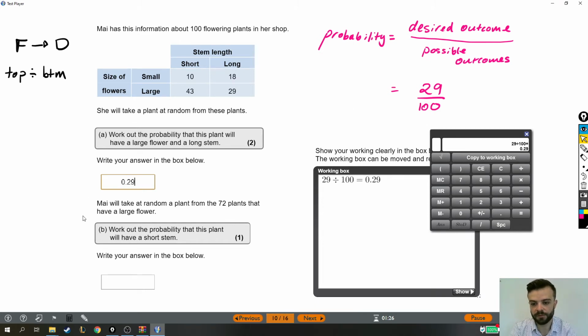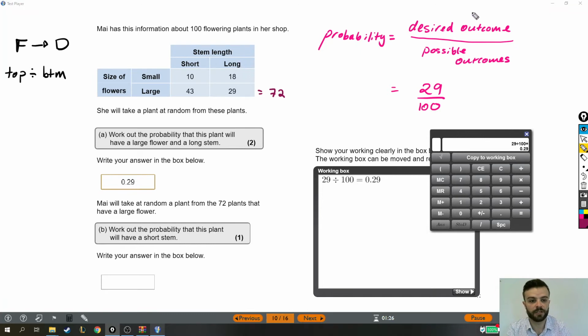Now part B, May will take at random a plant from the 72 plants that have a large flower. If I just stop for a second to talk about that, what that's saying is there are 72 plants that have a large flower. So if I were to add these together, I'd get 72, because that's the total plants that have a large flower. Work out the probability that this plant will have a short stem.